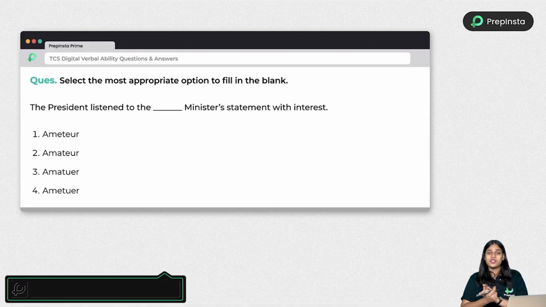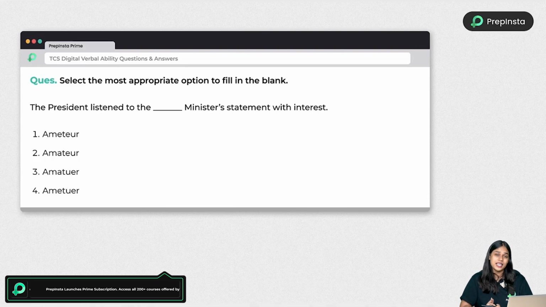Now, we have another question right in front of you. The president listened to the dash minister's statement with interest. Alright, please fill in the answer. It's only going to take you 5 to 10 seconds if you know the meaning of the word. Right? We are going to talk about it. Let's do it. The president listened to the dash minister's statement with interest. Now we have to pick up the correct spelling.